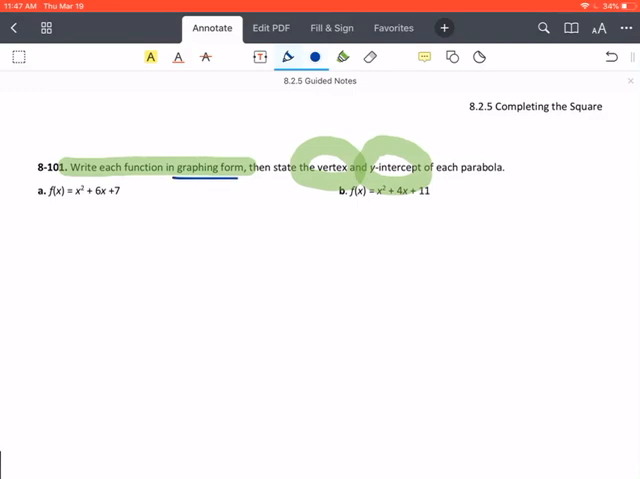So here is a step-by-step of how we're going to do these problems. The first thing that we are going to do is set up a square template. I'm going to call it square template.